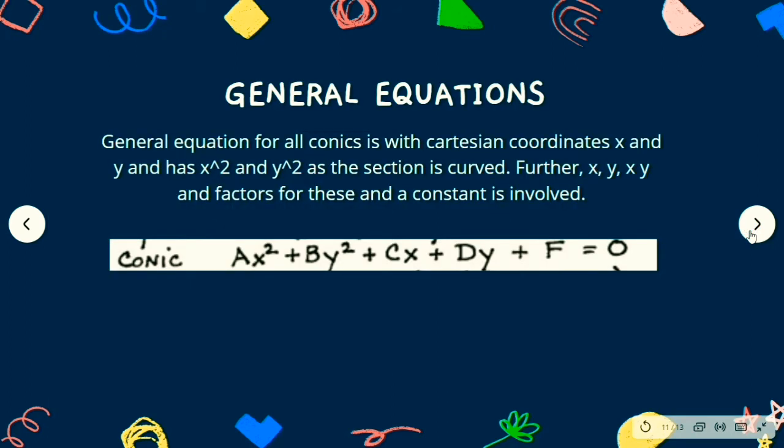We move to the general equation. The general equation for all conics is in Cartesian coordinates x and y, and has x squared and y squared terms as the section is curved. Thus, the general equation for a conic is ax squared plus by squared plus cx plus dy plus f is equal to 0.